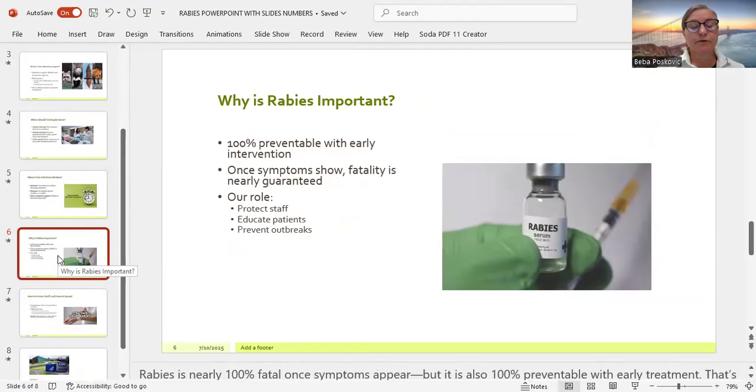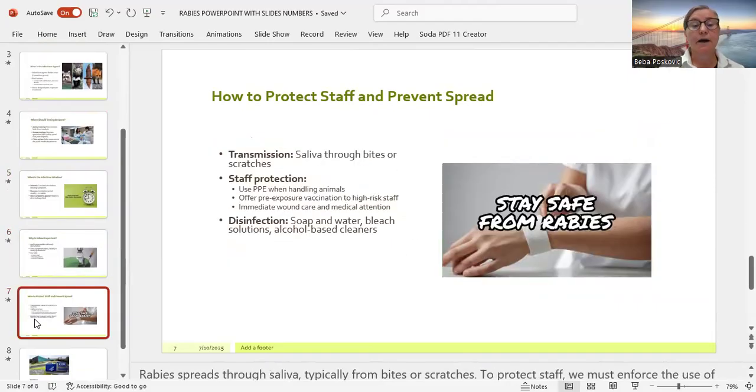Why is rabies important? Rabies is nearly 100% fatal when symptoms appear, but it is also 100% preventable with early treatment. That's why it's very important to focus on prevention. In our clinics, we need to protect staff through training and vaccination. We need to educate our patients about avoiding risky animal interactions and do our part to prevent potential outbreaks in the community.